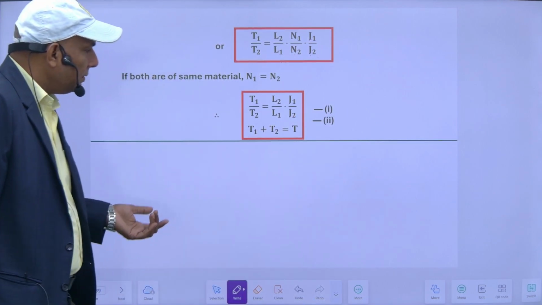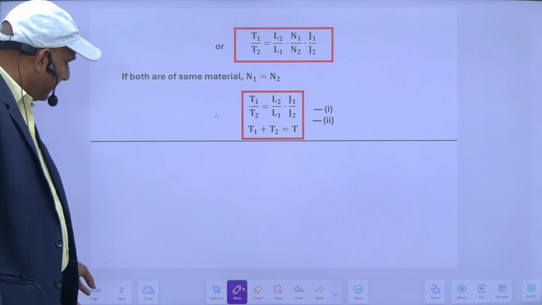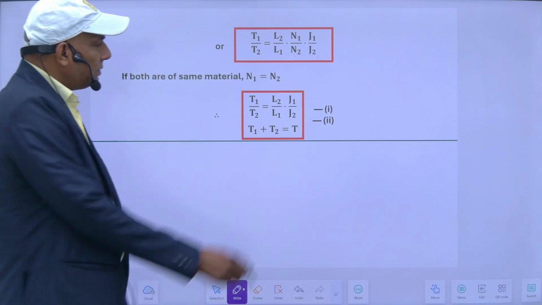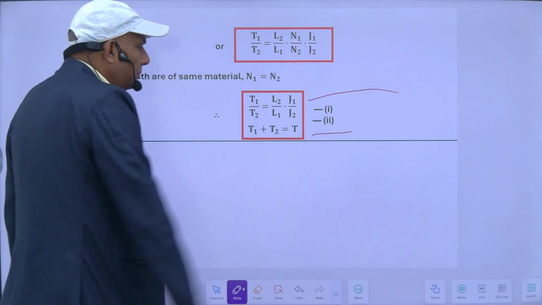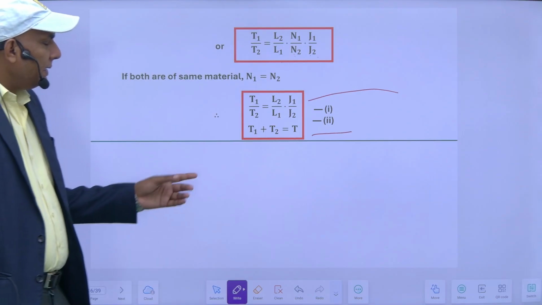Another is the equation of equilibrium, that is T1 plus T2 is equal to T. This is what I have explained in my derivation. So both are equations. This is a condition of compatibility and this is a condition of equilibrium. From these two conditions, I can find my T1 and T2.